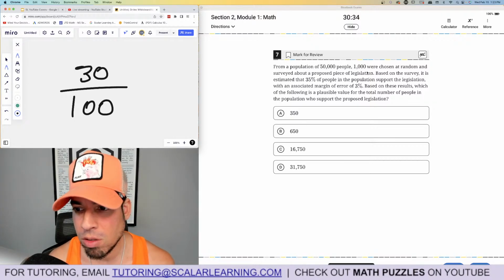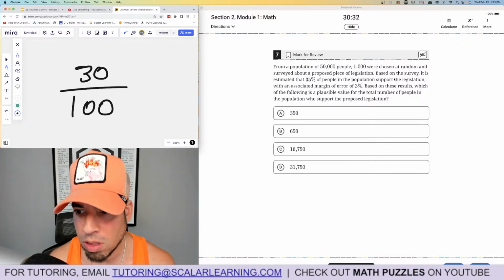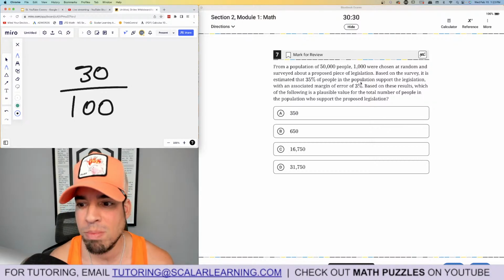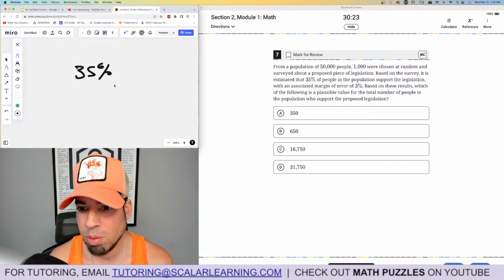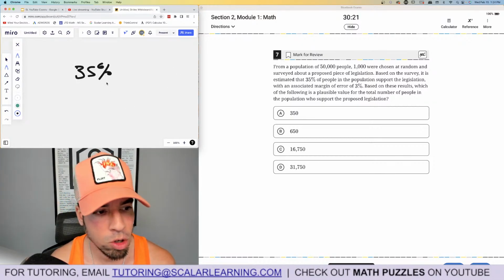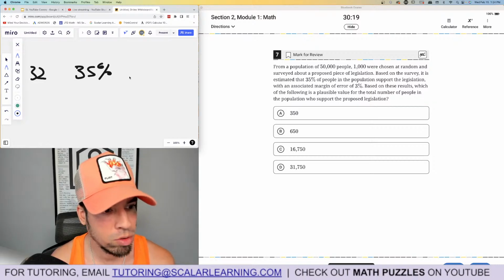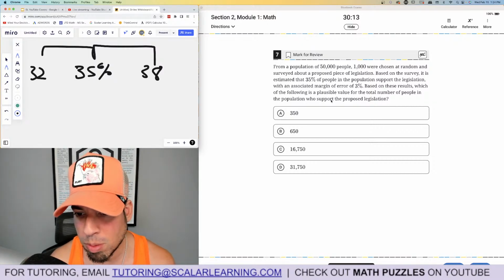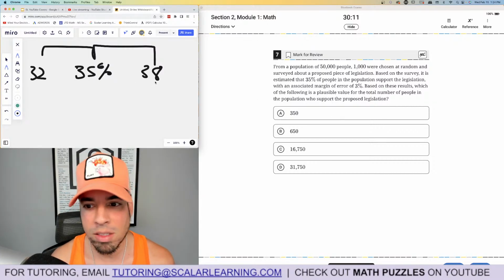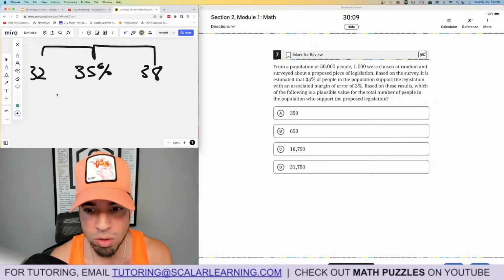From a population of 50,000, 1,000 were chosen at random to survey a proposed legislation. Based on the survey, it is estimated that 35% of the people in the population support the legislation. So 35% support it, and with an associated margin of error of 3%, that means it could be as low as 32, as high as 38. I always like to write that out. Based on these results, which is a plausible value for the total number of people in the population who support it? Okay, so it could be as high as 38%, as low as 32.